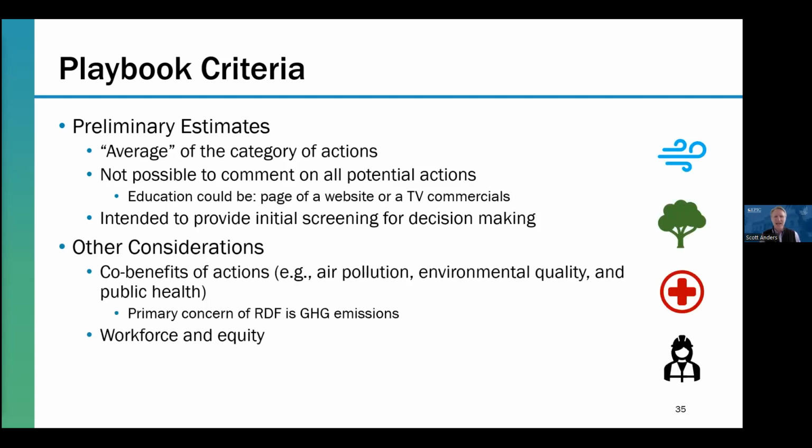Next bullet. We also recognize that there are lots of other considerations when it comes to all of the actions and the things we've talked about today. Even the two presentations today, there are lots of co-benefits to the actions, like reducing air pollution, environmental quality, public health. But we just want to remind everybody that the primary concern of the RDF is greenhouse gas emissions. We're not saying that those other things aren't important. We're just saying this is the main focus. We will address some of these things, but the framework is about decarbonizing.